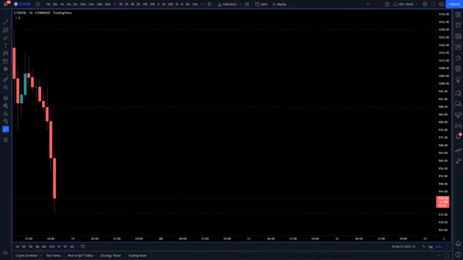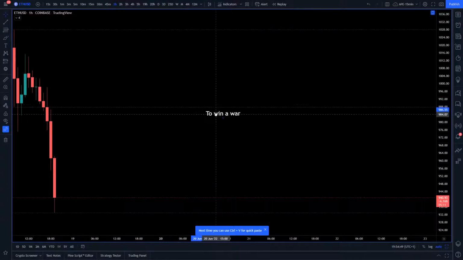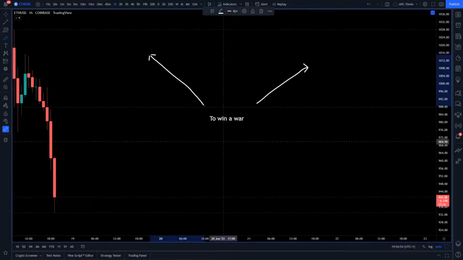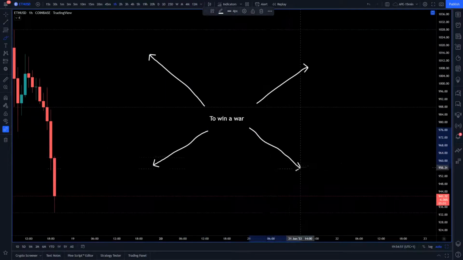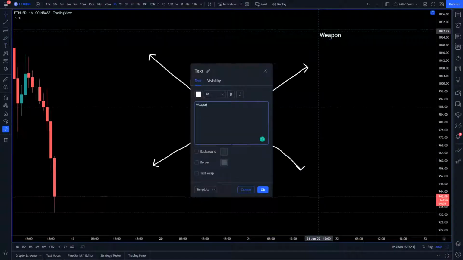So let me tell you what we need in trading. So trading is like a war. So to win a war, we need a few things. We need a weapon. A weapon is our charting tool, Tradingview.